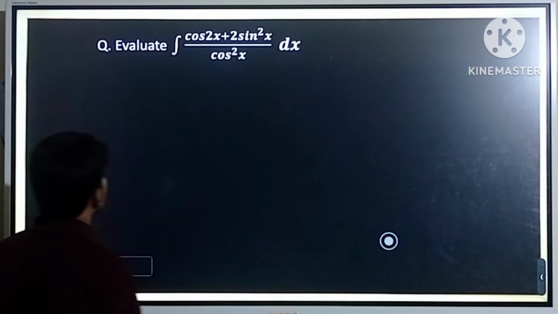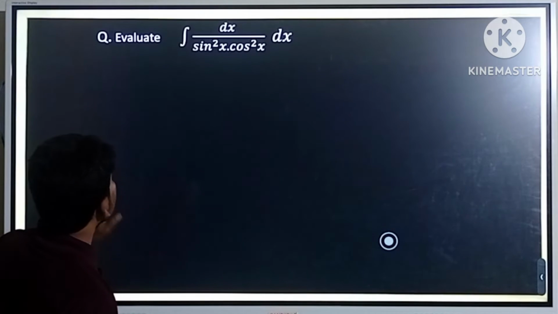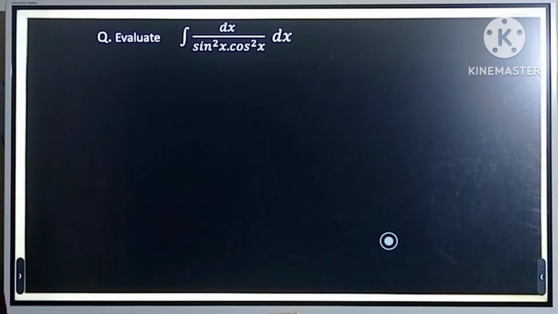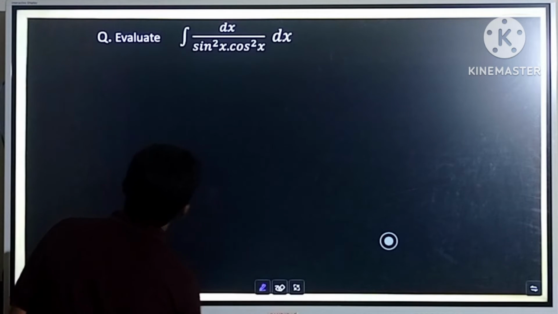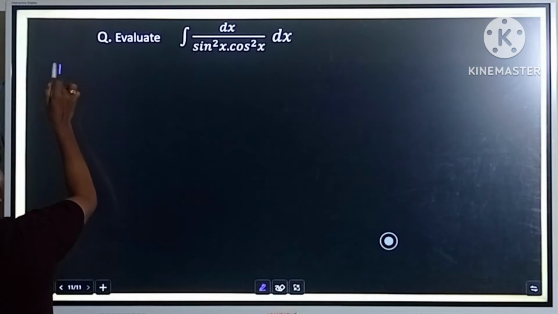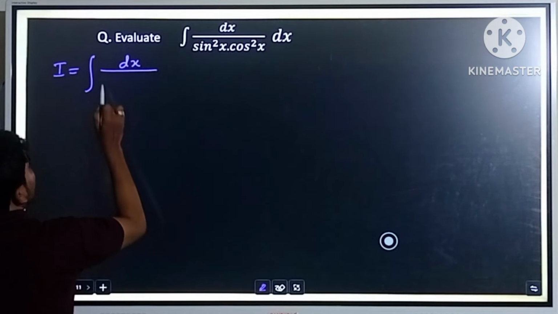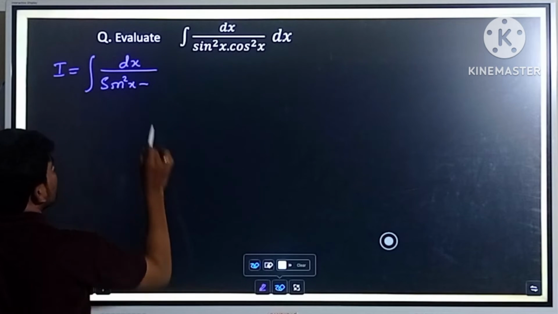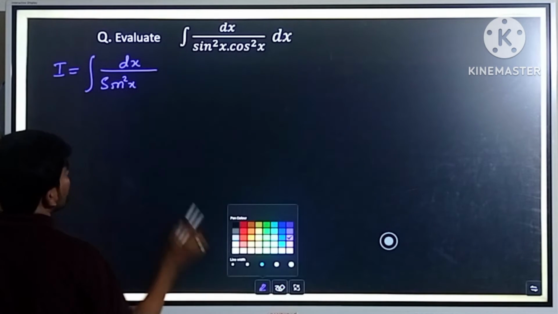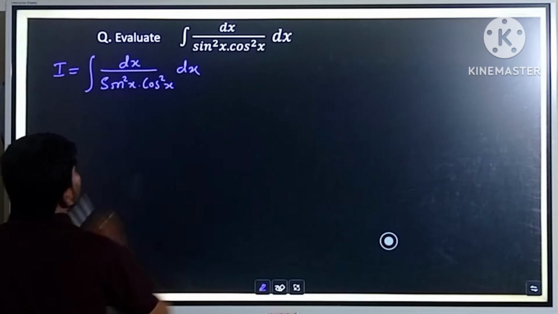Now let us consider the next question. And the next question is, evaluate integration of dx divided by sin square x into cos square x. So first let's say this given integration problem is I. I is equals to integration of dx divided by sin square x into cos square x dx.